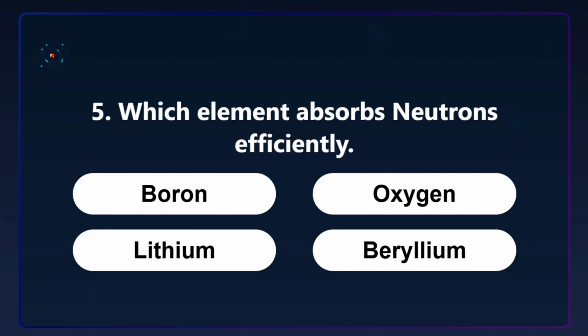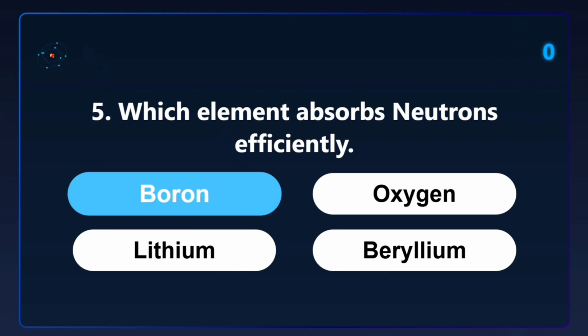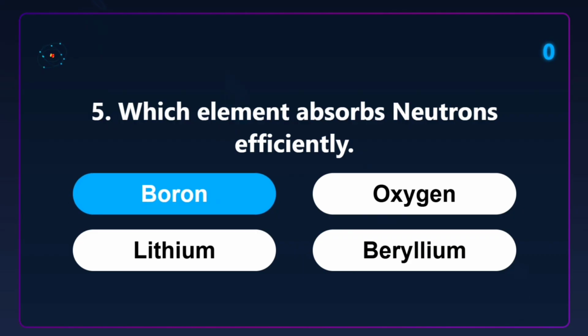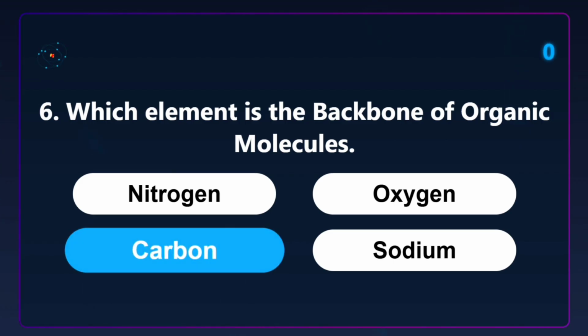Question 5. Which element absorbs neutrons efficiently? The answer is boron. Question 6. Which element is the backbone of organic molecules? The answer is carbon.